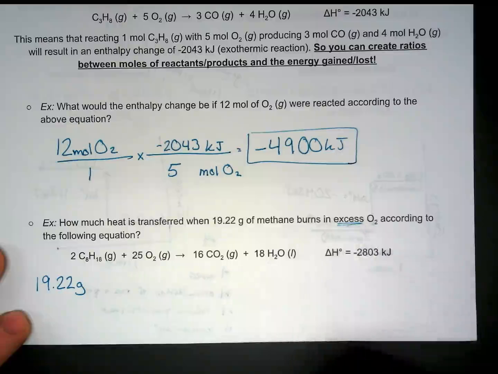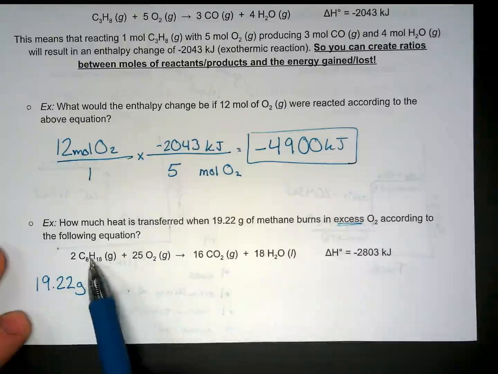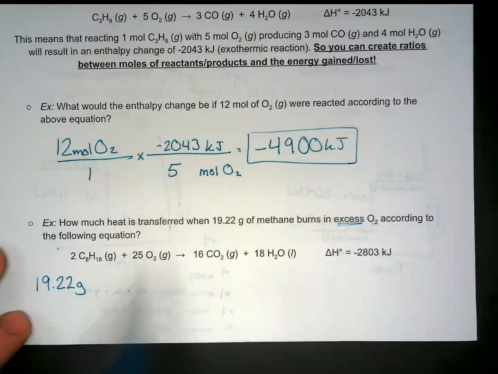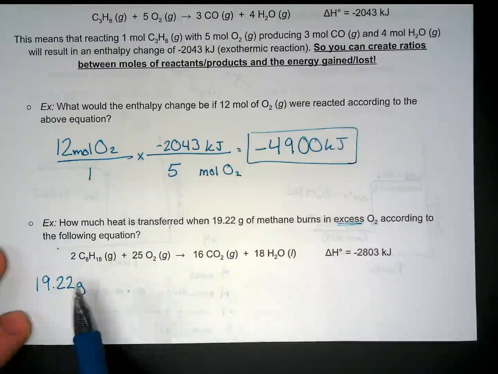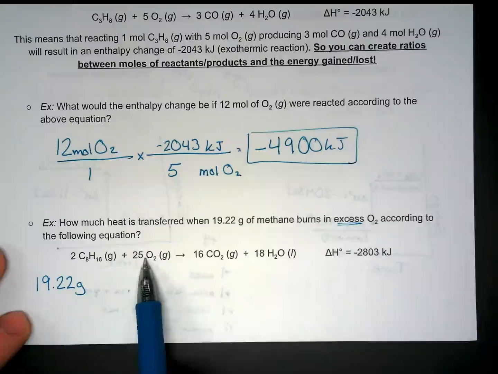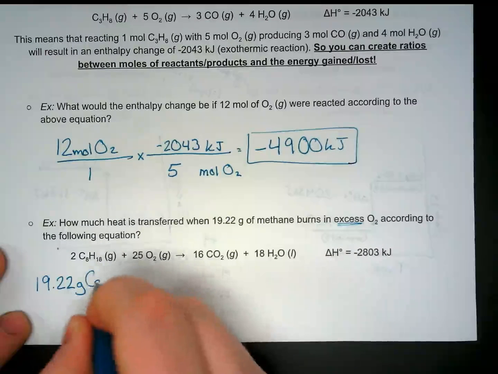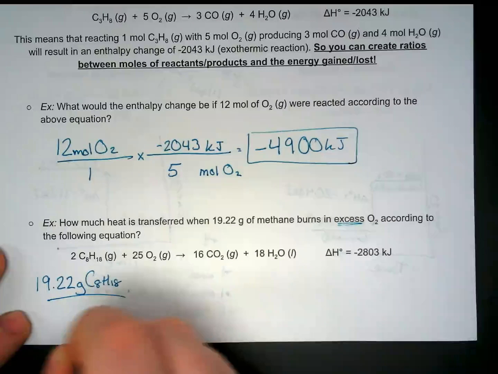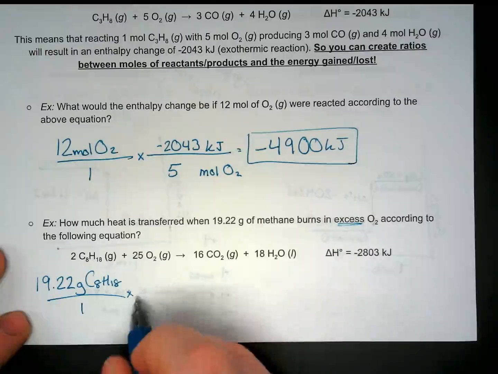This excess, all that means is that there's plenty of O2, so the limiting reactant is this stuff. You'll run out of this before you run out of O2. So we're just focused on the reaction and measuring how much energy is lost or gained. We're only caring about this stuff because there's plenty of this stuff. Okay, so it's 19.22 grams of this.